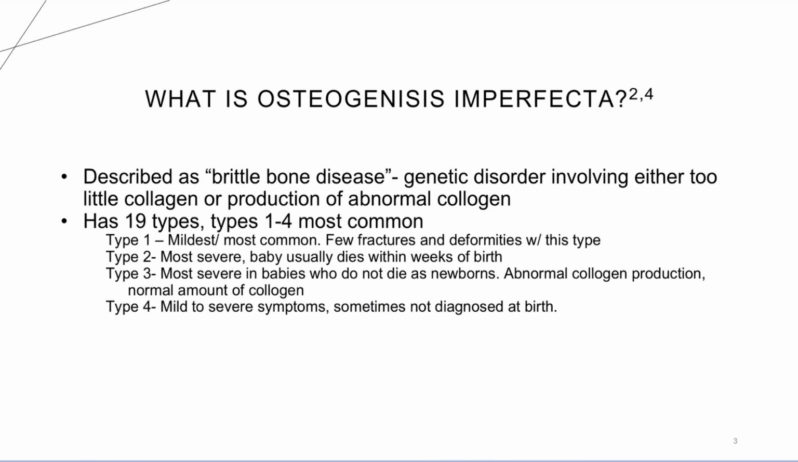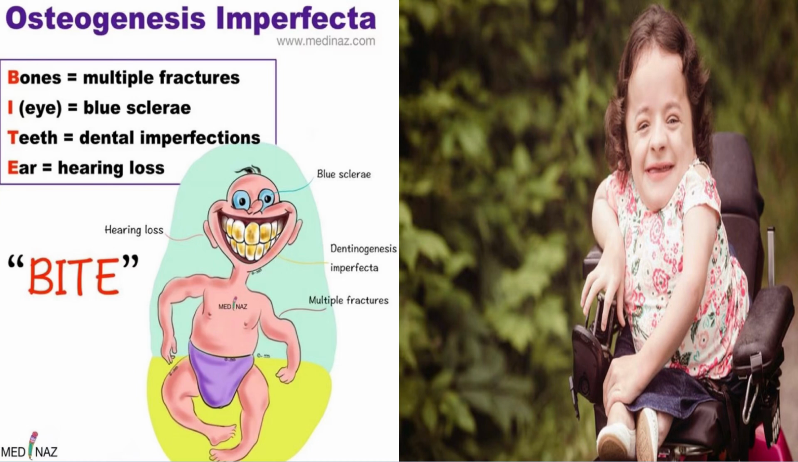Type 2 is the most severe. Unfortunately, babies usually die within weeks of birth with this one. Type 3 is the most severe in babies who do not die as newborns. This one is also abnormal collagen production: a normal amount of collagen, but abnormal collagen is produced. And then you've got type 4, which has mild to severe symptoms, and sometimes this one is not diagnosed at birth.